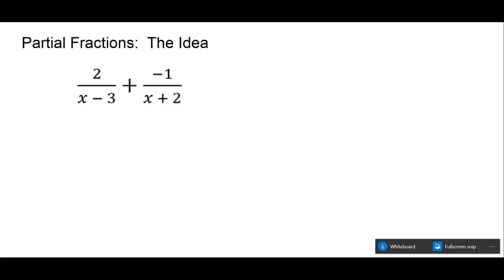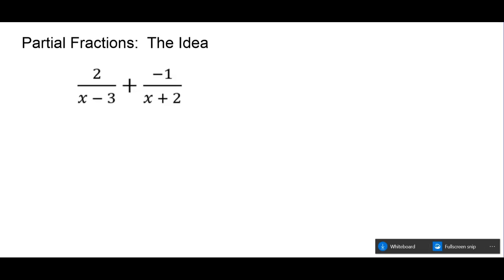In this section, we're going to talk about partial fractions. So here's the idea. In the past, we worked with rational expressions and adding and subtracting them. So here's an example of that. You have 2 over x minus 3 plus negative 1 over x plus 2.